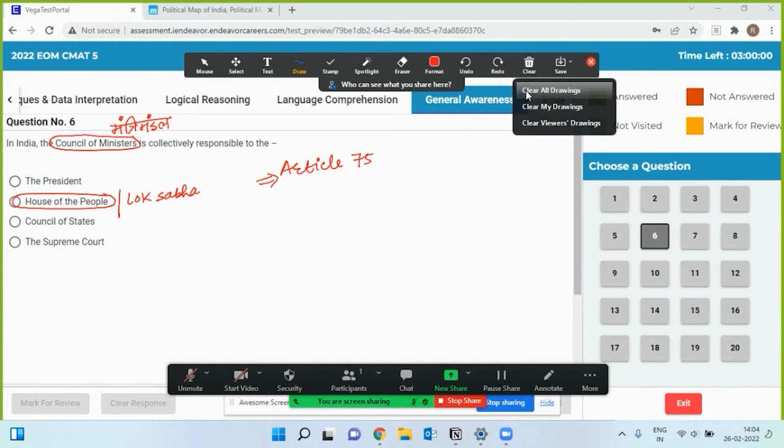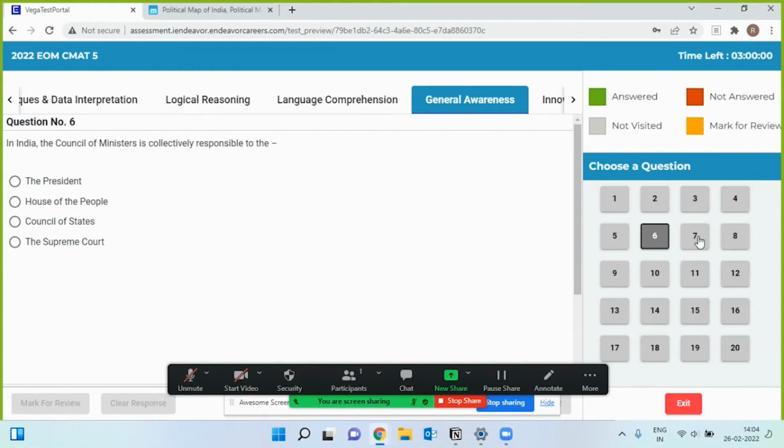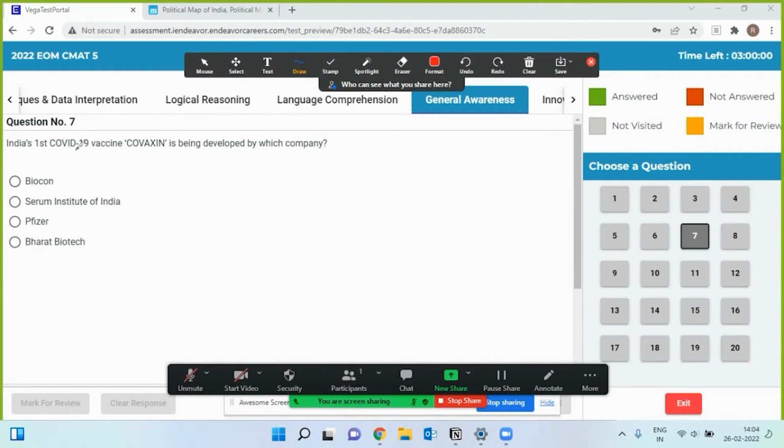Correct. Next question is question number 7, which is about the company that has developed India's first indigenous COVID vaccine, that is Covaxin. I think this is a very, very easy question. Correct answer is Bharat Biotech. Bharat Biotech is the Hyderabad-based pharma research company that has developed the first indigenous COVID vaccine in India, that is named Covaxin. Here, I also want to tell you that currently India has approved 10 COVID vaccines. Okay?